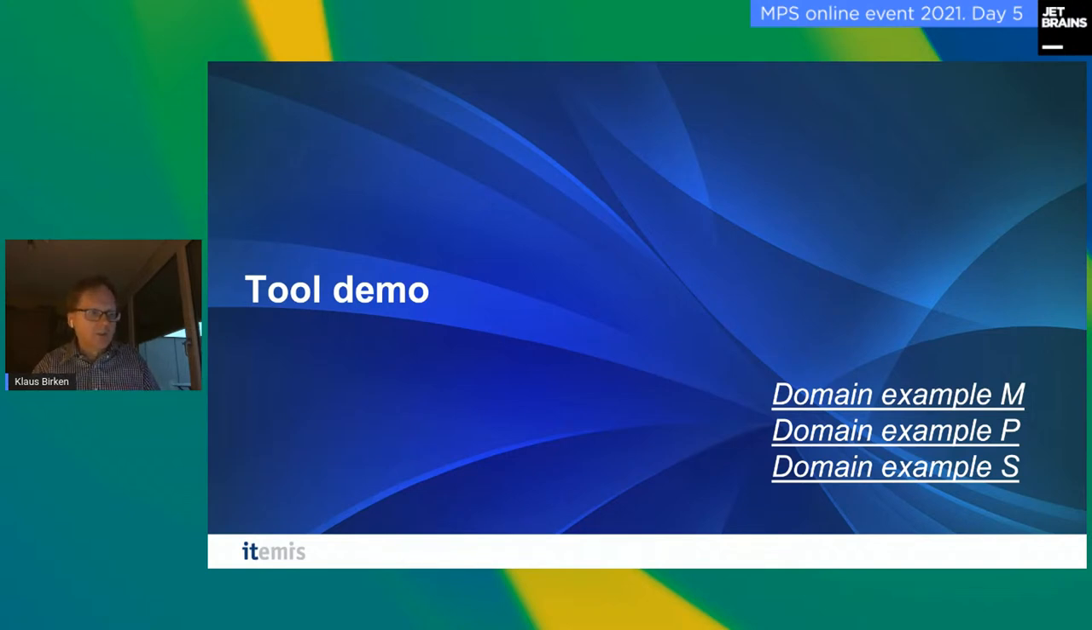So I prepared three domain examples, and those have the ID M, P, and S. And when I now say go, you pick one of those letters and put it into the chat. And Markus then, hopefully, who will help me, will look at the first five of them and pick the one which has been put in the chat most. So if there are three P's, then I will click on this domain example P. So go.